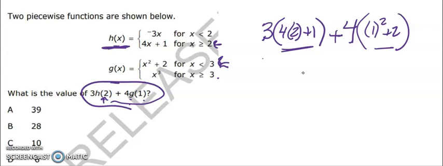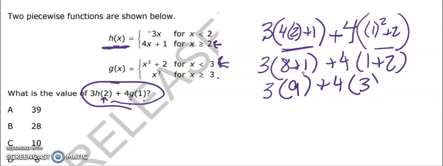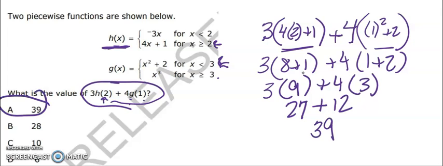Now let's simplify. 2 times 4 is 8. 1 squared is 1. 8 plus 1 is 9. 1 plus 2 is 3. 3 times 9 is 27. 4 times 3 is 12. And 27 plus 12 is 39. So A would be our answer.